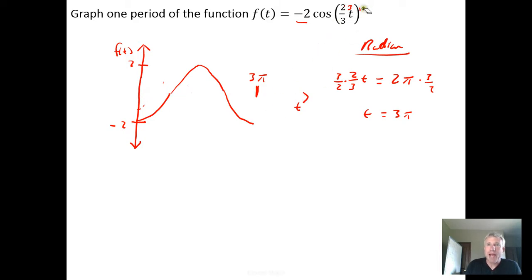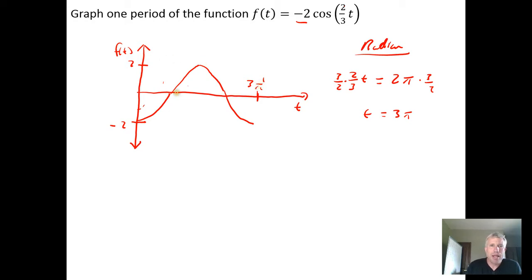Oops, I just killed my axis again. That's twice now I've slain my axis. Ooh, that's three times I've slain my axis. Try this again. So 3 pi is going to be right here.